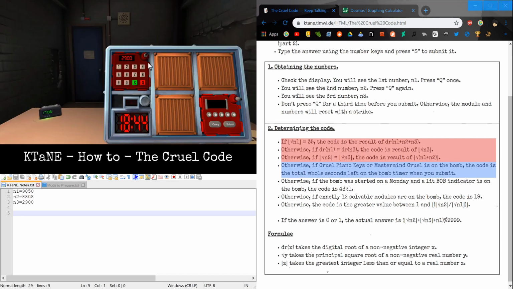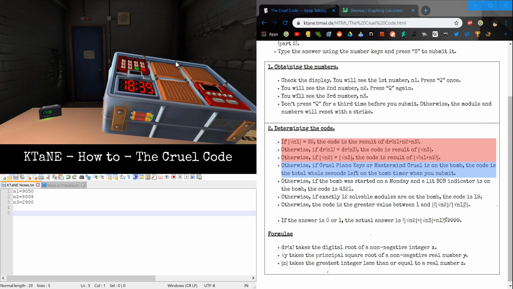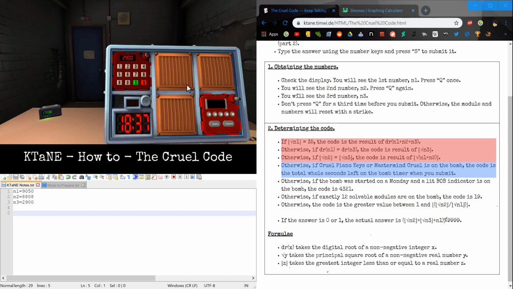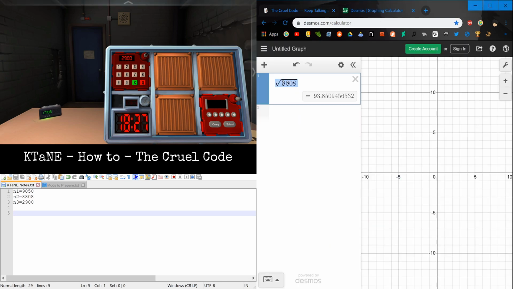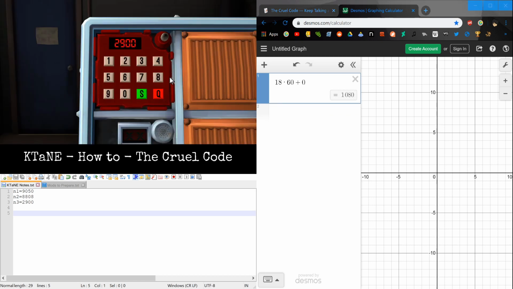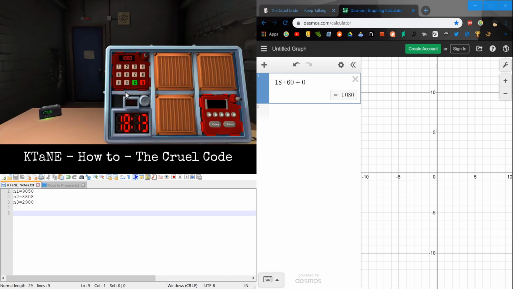And remember, there's no undo button. So you will have to pick a time and then submit exactly at that time, no sooner nor later. Otherwise, you'll just get a strike and you'll have to try again. So I'm going to time this for 18 minutes, since it might take me a little bit. So 18 minutes, we have 18 times 60 plus 0 seconds. So we get 1080, so we're going to be submitting 1080. Now I have to wait for exactly 18 minutes.